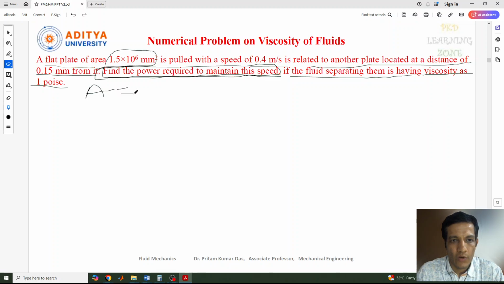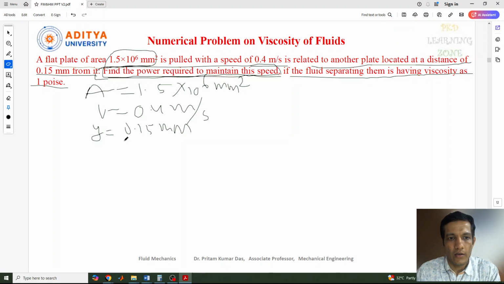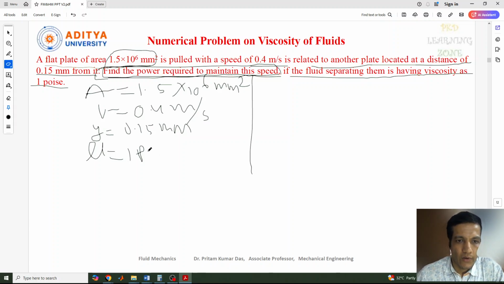So here the area is given. 1.5 into 10 to the power 6 millimeter square is given. Then the speed, that velocity, is given as 0.4 meter per second, and the distance y is 0.15 millimeter. And the viscosity given is 1 poise. So here we need to calculate, very simply, the power required to maintain the speed. Directly, again I'll tell you, we can write this as 1 by 10 Newton second per meter square.